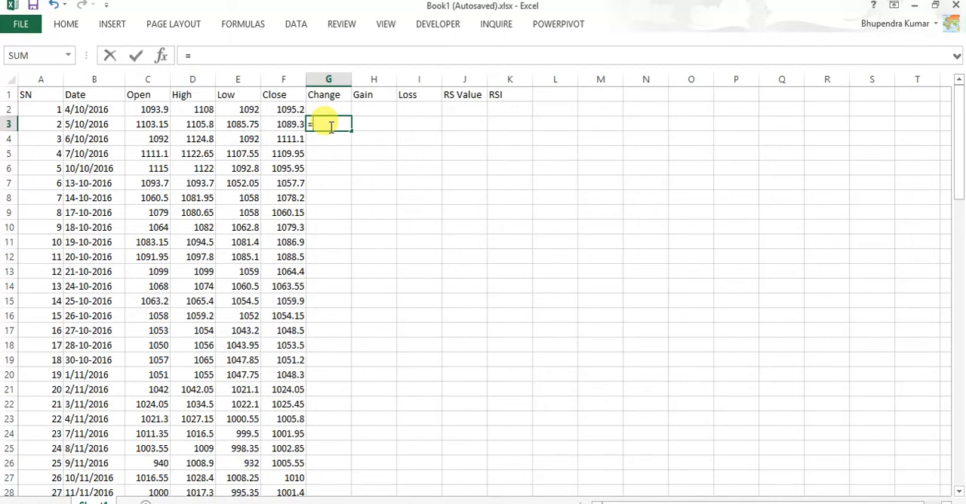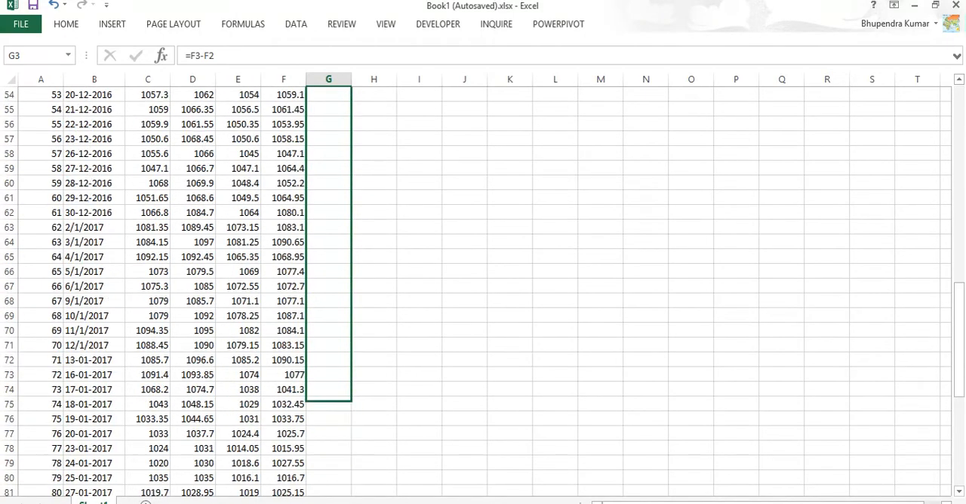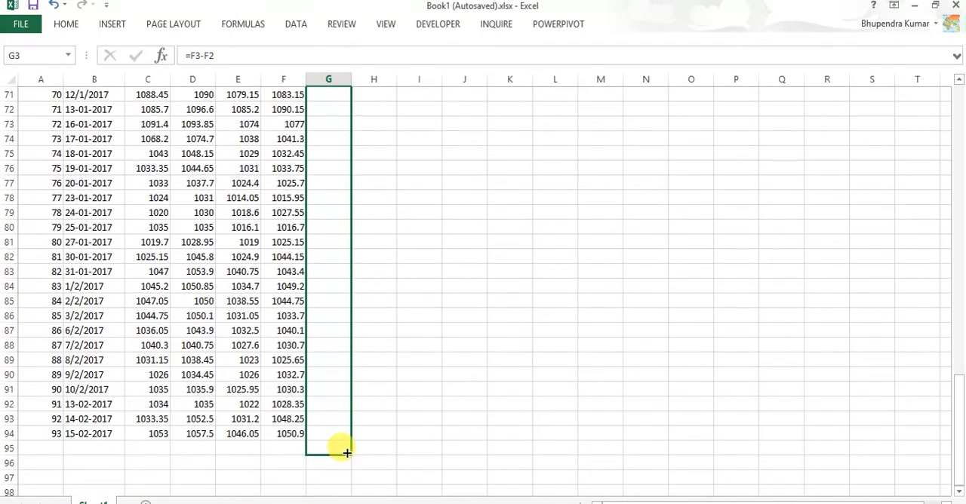So RSI basically considers gain and loss over the last day's price. So here it is the change over the last day's price, 5th October price minus 4th October price. It is 5 rupees minus 5 rupees 9 paise, which means it is a loss over the last day's price. Good.